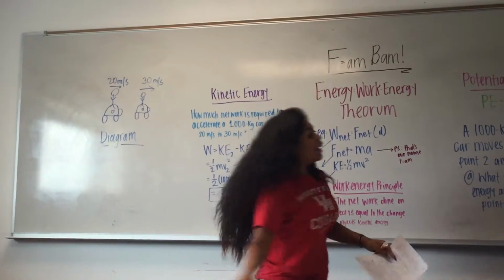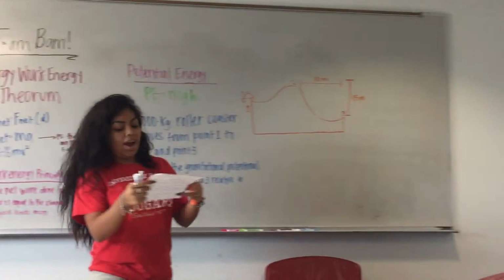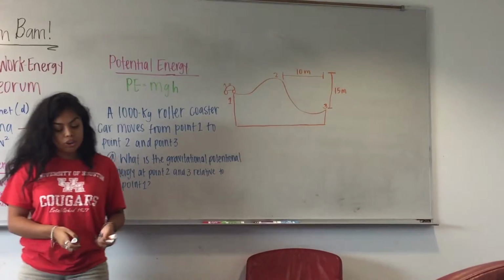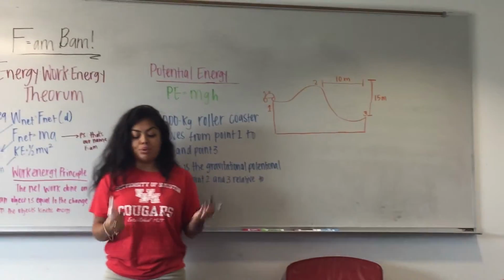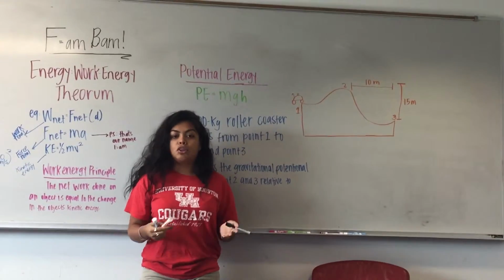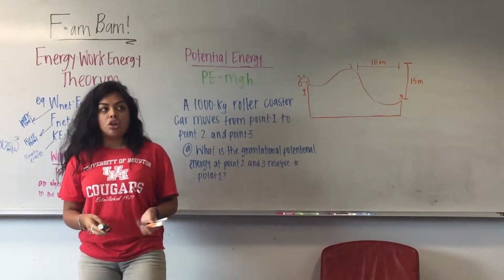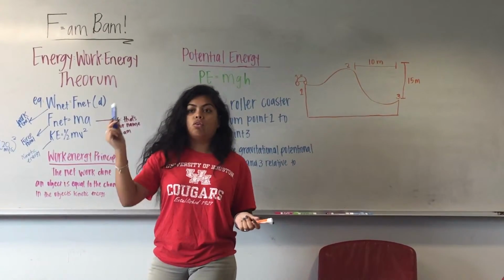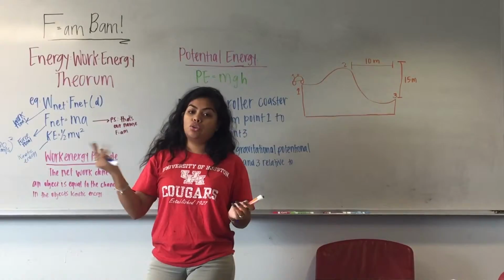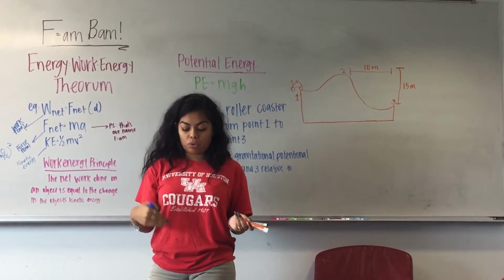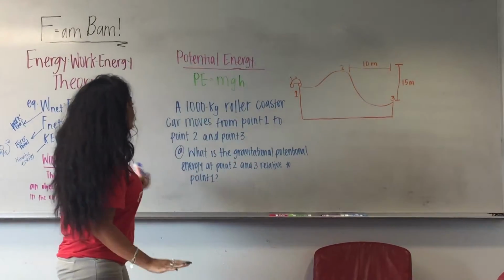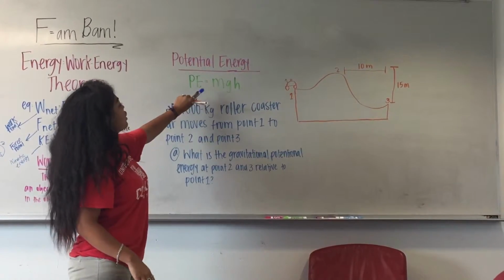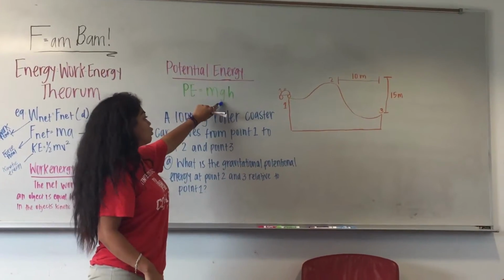And now for the second part, we have gravitational potential energy. This is the most common form of potential energy. It's relative to the Earth's position, so it's like saying everything that's falling down is due to the Earth's gravity force. The equation for that is PE, which is potential energy, equals mass times gravity times height.